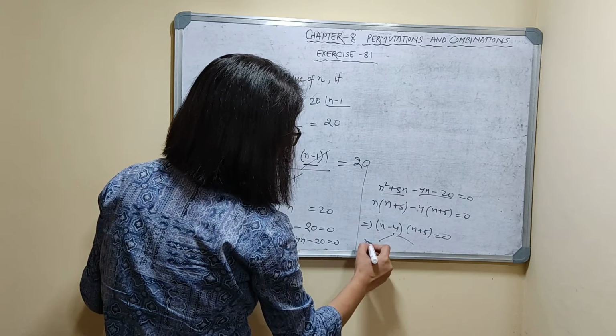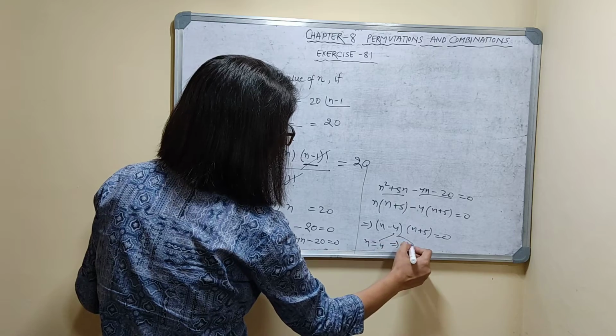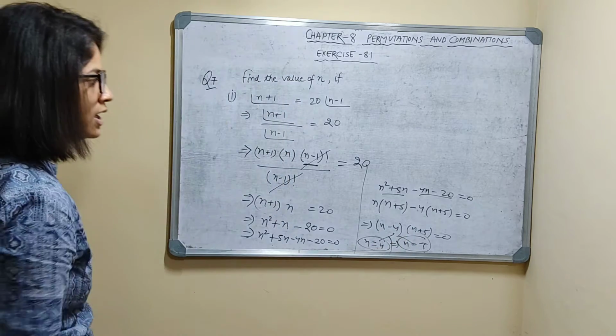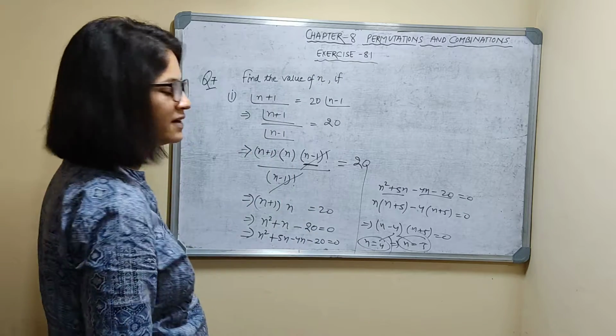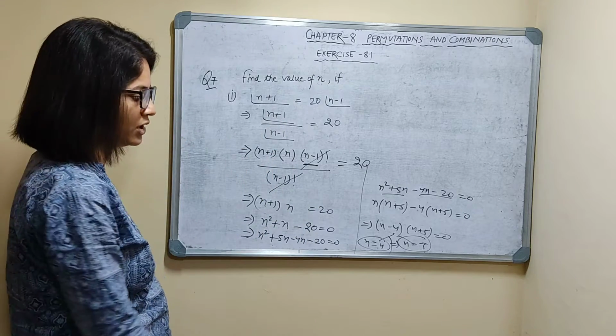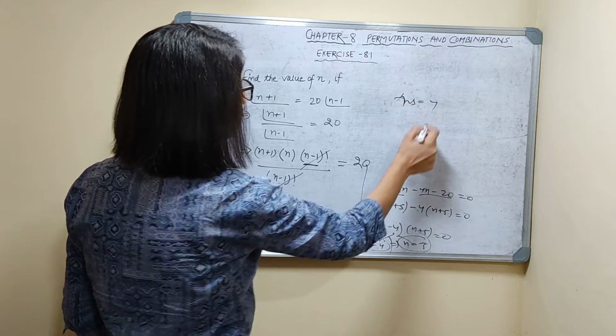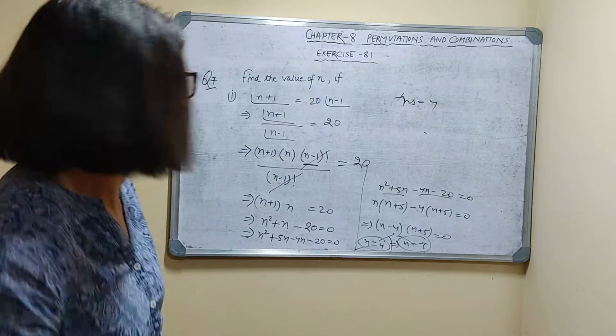So two values will be there. n is equal to 4 and n is equal to minus 5. But n is equal to minus 5 doesn't make sense in factorial. So the only value is n is equal to 4. So the answer is 4. Now part second.